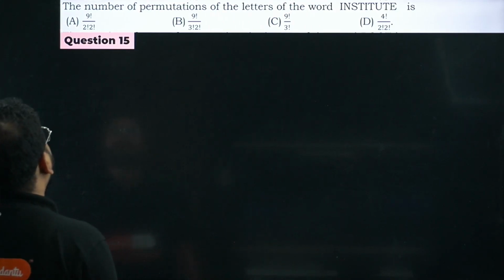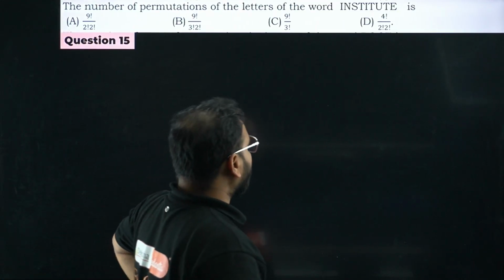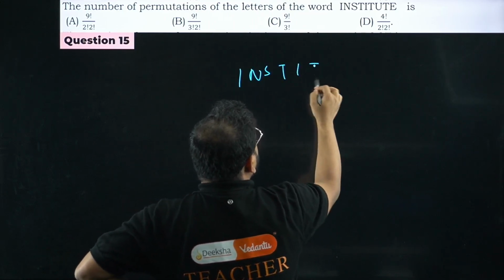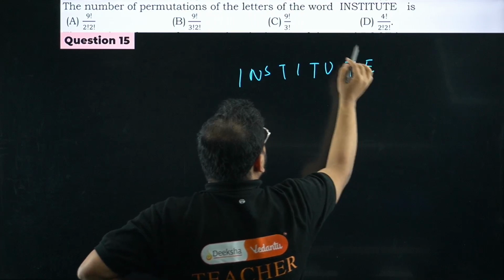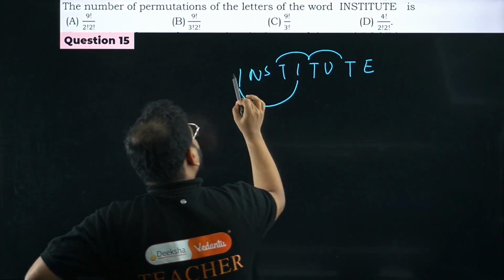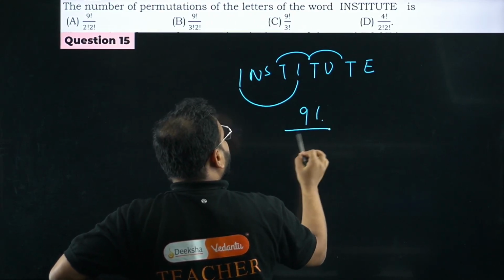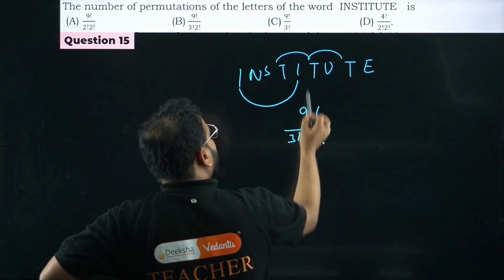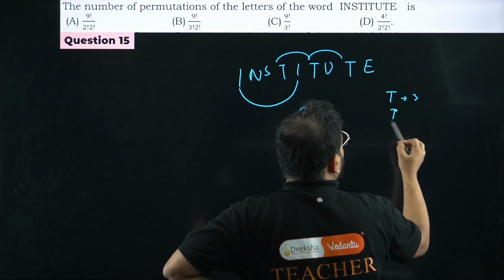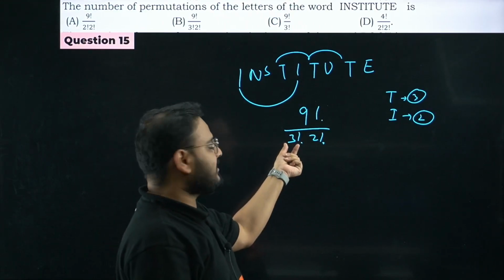Question number 15 now. The number of permutations of the letters of the word institute, sir. Institute. Repetitions you look for. 1, 2, 3, T and I and I. Total number of letters 1, 2, 3, 4, 5, 6, 7, 8, 9. So 9 factorial divided by 3 factorial into 2 factorial. No? 3 for T. We have T coming up 3 times and we have I coming up 2 times. I can write TTT anyway. That's why dividing that.